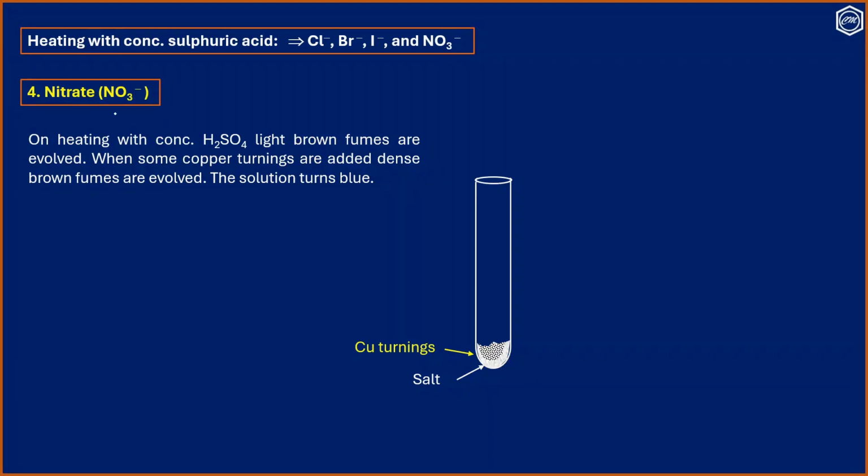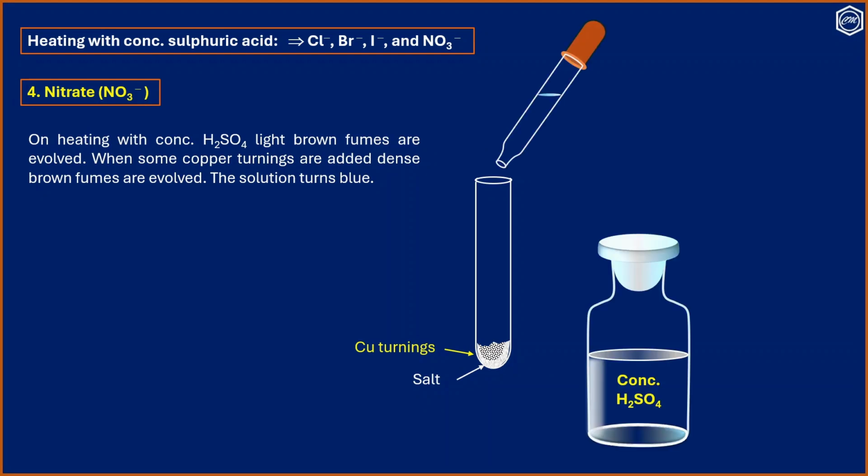Now let us consider the test for nitrate ion. On heating with concentrated sulfuric acid, light brown fumes are evolved. When some copper turnings, small pieces of copper, are added, dense brown fumes are evolved. The solution turns blue. So we take some of the solid salt along with some copper turnings.